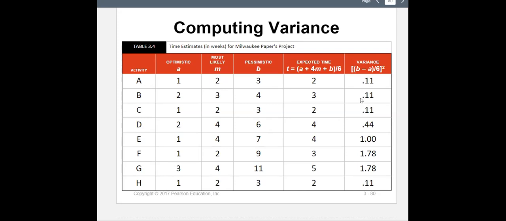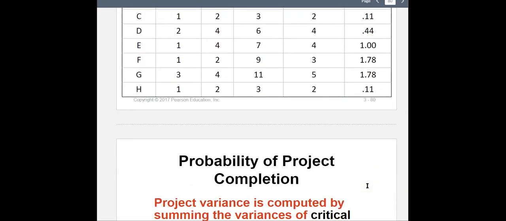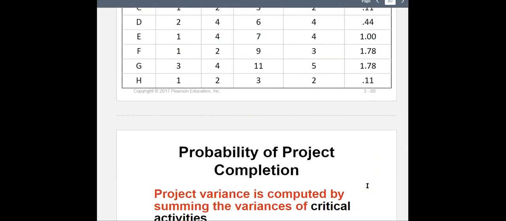All you need to do is to add them up. Add these variances. That's the variance of your whole project. Add all of these variances. That becomes the variance of your whole project. So in the next step, let's see what we have here.